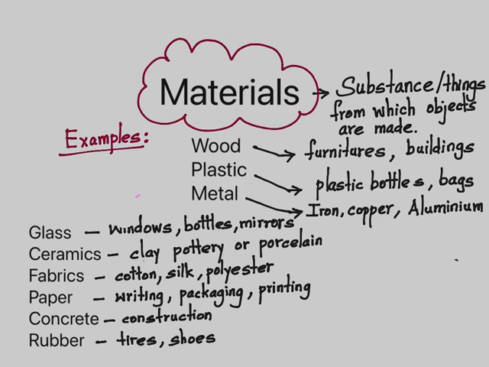Wood is a natural material and is used for making furniture and buildings, because it's sturdy and can be shaped easily. Plastic is a synthetic material. Plastic is used to make plastic bottles and bags.